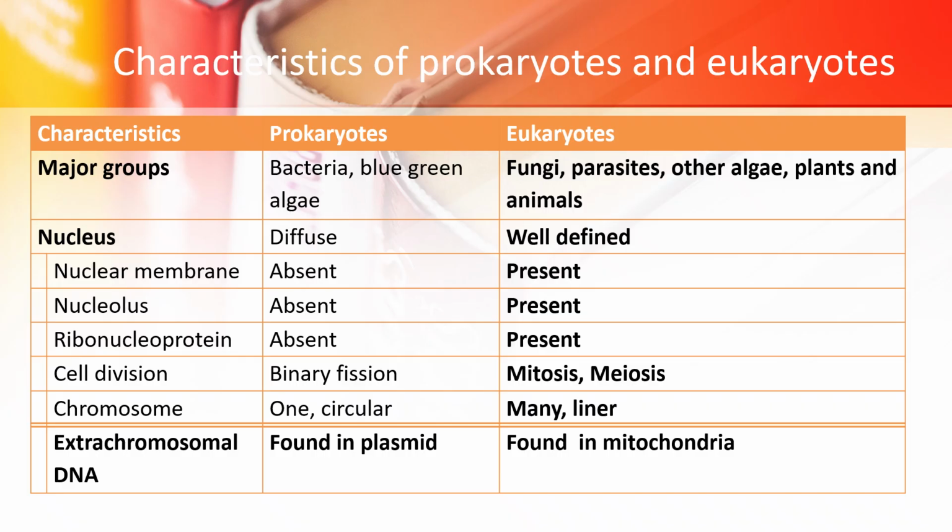Then coming to chromosomes, prokaryotes have one circular chromosome. Eukaryotes have many, but they are linear. Then coming to extrachromosomal DNA, in prokaryotes it is found only in plasmids, in eukaryotes it is found in mitochondria. This is about the characteristics of prokaryotes and eukaryotes, which you already know. Moving to the next slide.